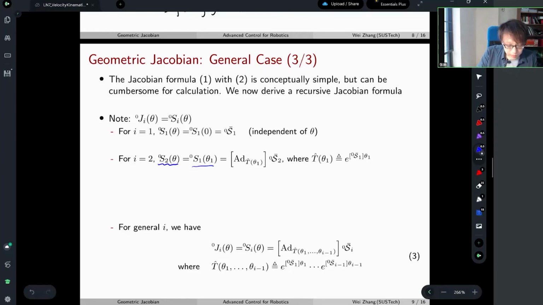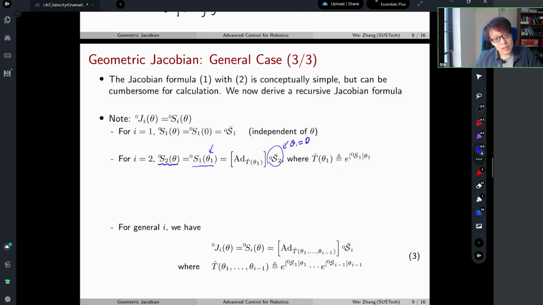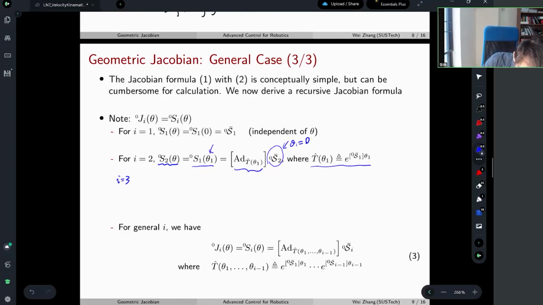Depending on what theta 1 you choose, that's almost like you move the initial screw axis 2, which is theta 1 equal to 0. When theta 1 equals 0, this is the screw axis. And if theta 1 is non-zero, you apply a screw motion about the first joint by theta 1 degrees. So overall, you multiply by the adjoint. This is the formula. I don't want to go too much further, I will just do one more step.